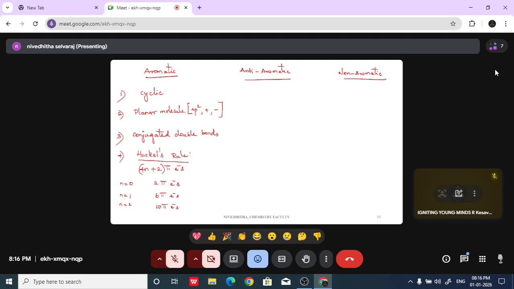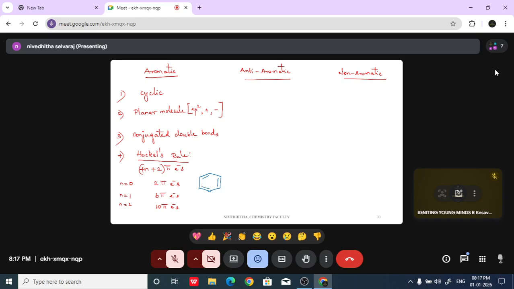The alphabet n doesn't have any physical meaning. To find the number of pi electrons, they've given you the general formula. That's it. And n can have the values 0, 1, 2, 3, etc. The classic example for an aromatic compound is benzene. Benzene is an aromatic compound.